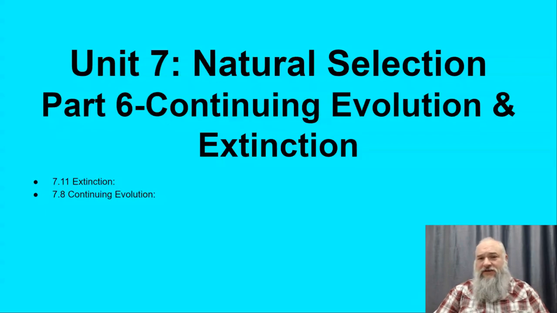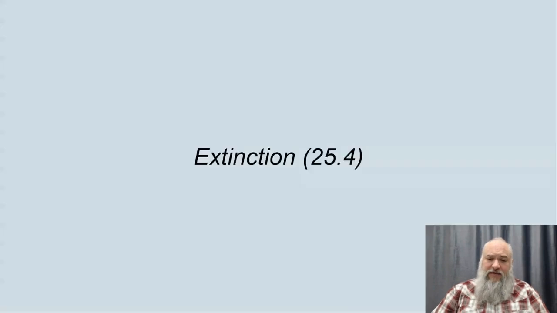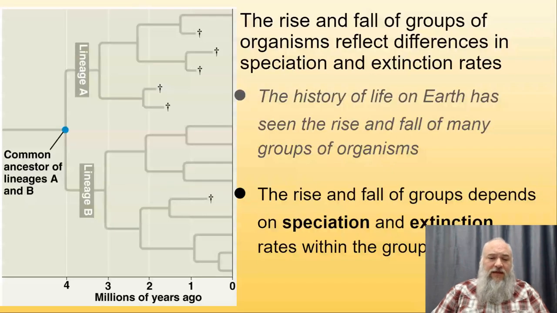Welcome back, folks, to part 6 of our Unit on Natural Selection in the AP Biology curriculum. In this section, we're going to be going over Extinction, which is 7.11, and Continuing Evolution, which is 7.8 in the AP Biology curriculum. And if you'd like to do any readings to go along with this, that'd be in 25.4 of your book.